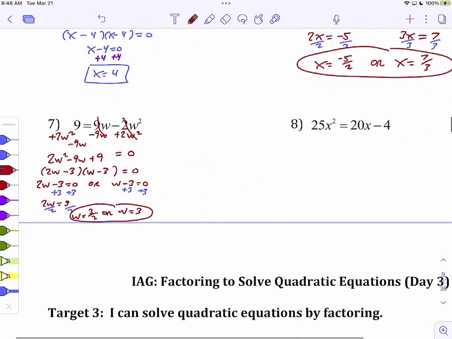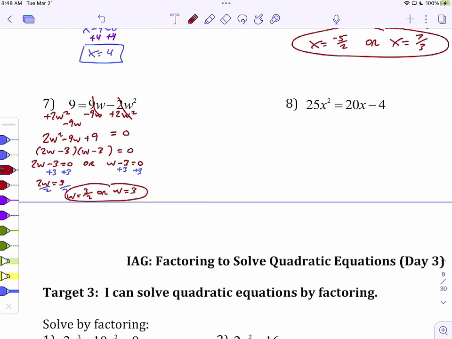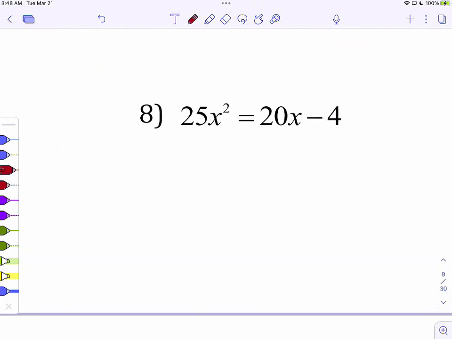All right, on number 8, do you think I'm moving everything to the left side or everything to the right side? Left, because I want to make the x squared term positive. So I'm moving these both. And you know, moving 2 things is tougher than moving 1. I don't know why I keep writing W's.